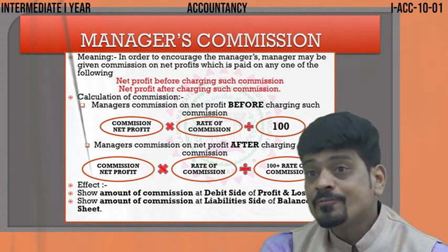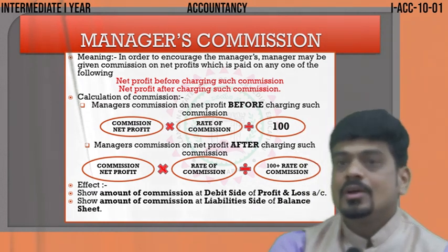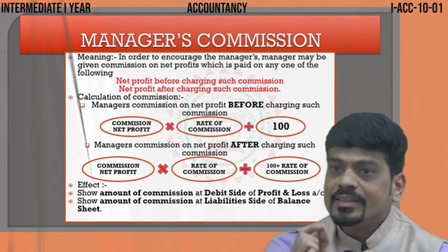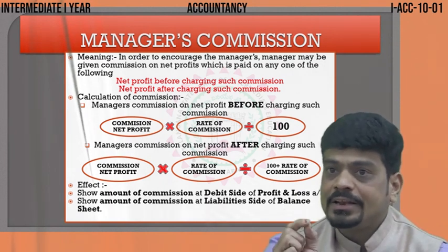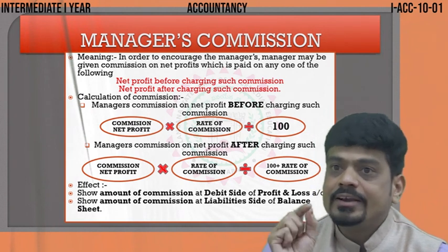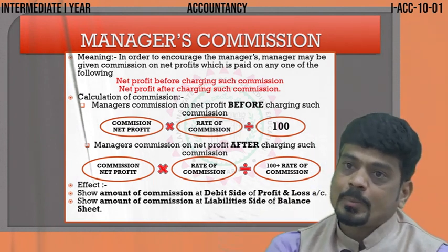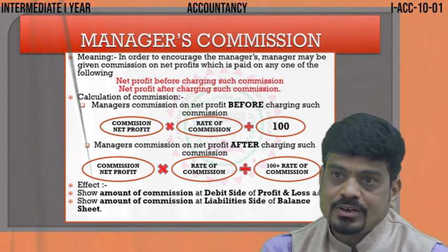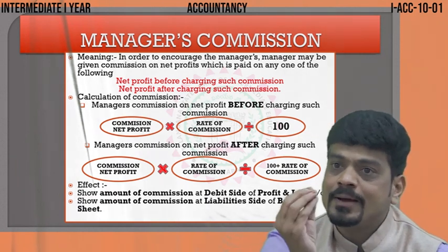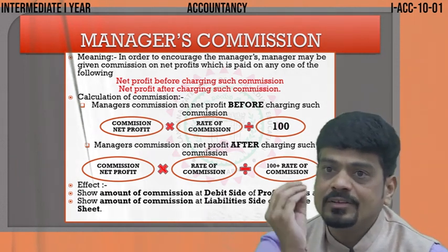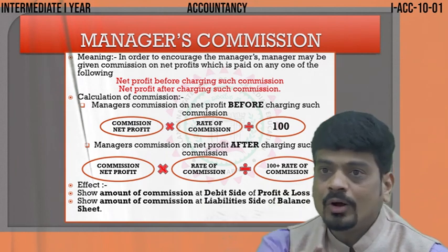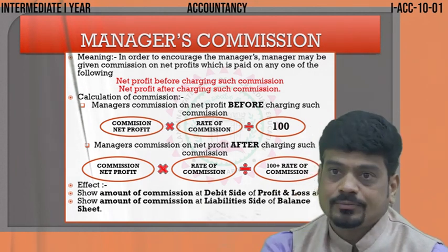Then if they say after charging commission, the formula will be the same. Only thing is in the denominator, when we divide, we will write 100 plus rate. 100 plus rate of commission. If they say 10%, then it will be 10 by 110. If they say 20%, 20 by 120. On what, sir? On the net profit.